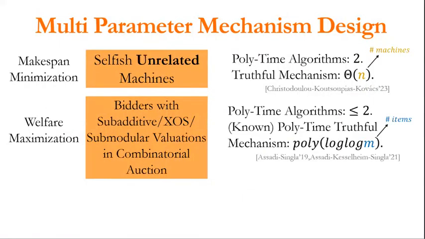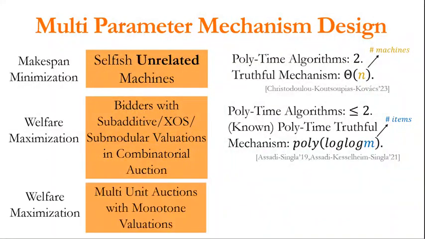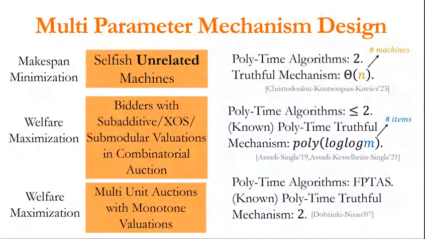Similarly, for welfare maximization with multidimensional valuations, polytime algorithms achieve approximation better than 2, whereas the best polytime truthful mechanism gets only a polylogarithmic approximation to the welfare. For multi-unit auction, we also have a non-truthful fully polynomial time approximation scheme, but the best truthful mechanism gives us only a 2 approximation. So by that, we can conclude that mechanism design in single parameter domains has been pretty successful compared to multi-parameter domains.